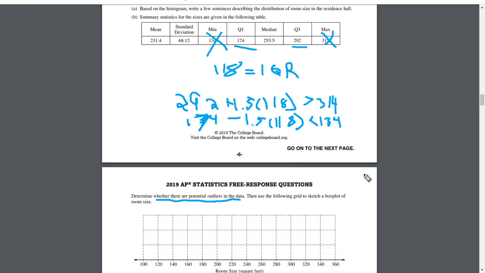All right. Now use the following grid to sketch a box plot of room size. All right. So we're putting a vertical line at the minimum, Q1, median, Q3, and maximum. So 134 is there. 174 is there. Median is 253.5 there. 292 is there. And the maximum, whatever that is, there. Alright. These are our box. And we extend out to there. We don't have any dots because there were no outliers. That is our box plot.